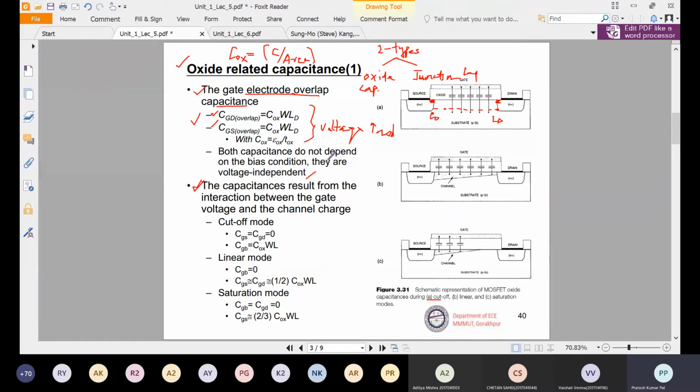If the MOSFET is working in the cutoff region, the gate voltage is less than Vt. If gate voltage is less than Vt, that means there is no channel. That means there is no channel here at all. Okay, when there is no channel here, then gate to source CGS and CGD capacitance will be 0.